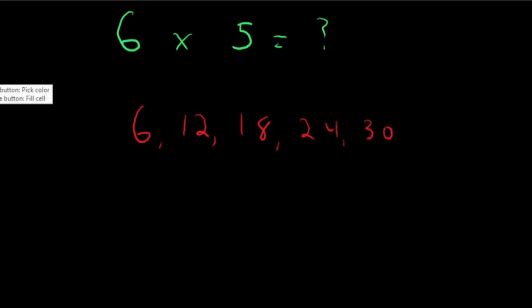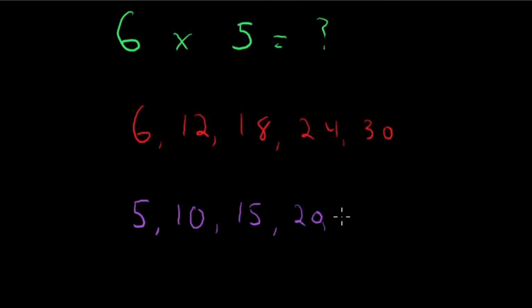Let's skip count by 5. How many times am I going to skip count by 5? 6 times. So that's 5, 10, 15, 20, 25, 30. 1, 2, 3, 4, 5, 6. What's 6 times 5 equal? Well, 6 times 5 is going to equal 30.